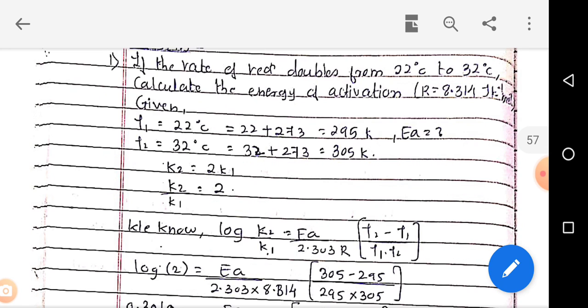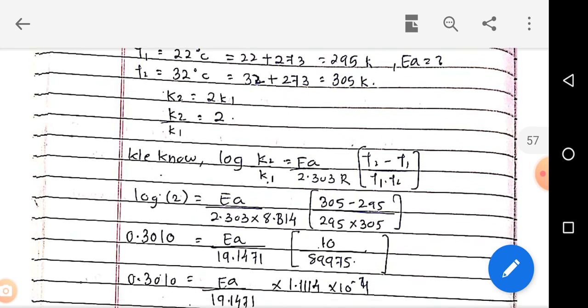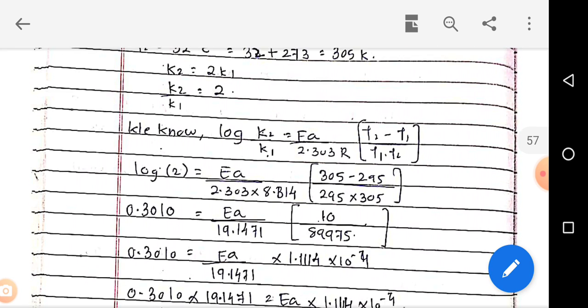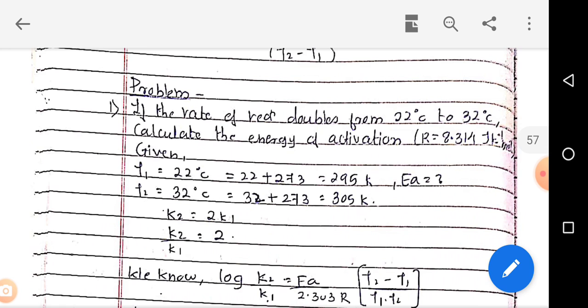We know the formula: log K2 divided by K1 equals Ea divided by 2.303 R times T2 minus T1 divided by T1 T2. By using this formula, rearranging it, we can easily find out the value of Ea. First of all, we write down the problem values in the givens: T1 is equal to 22 degrees centigrade. Converting degrees centigrade into Kelvin, 22 plus 273, we get 295 Kelvin.